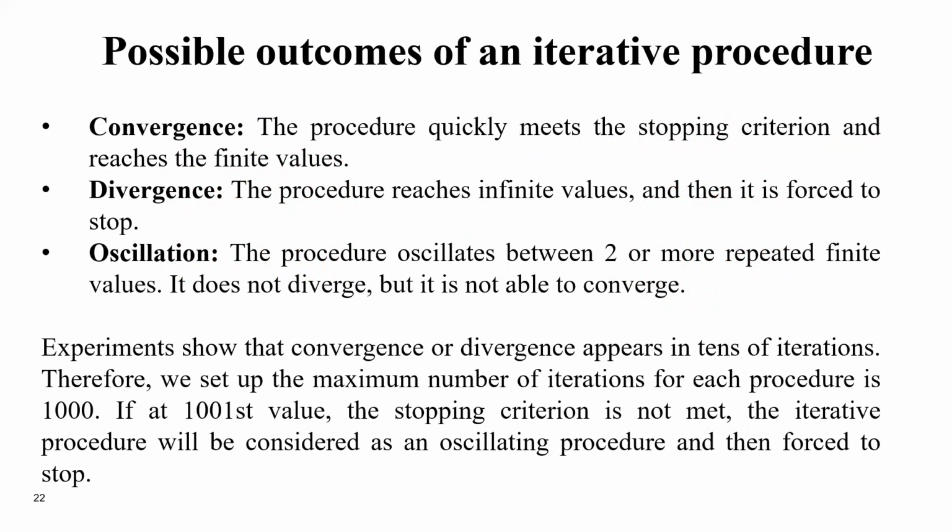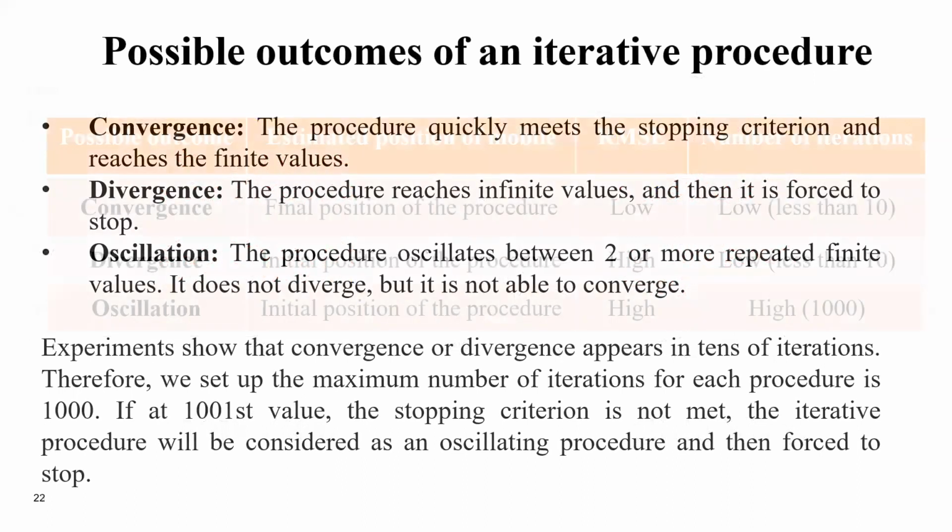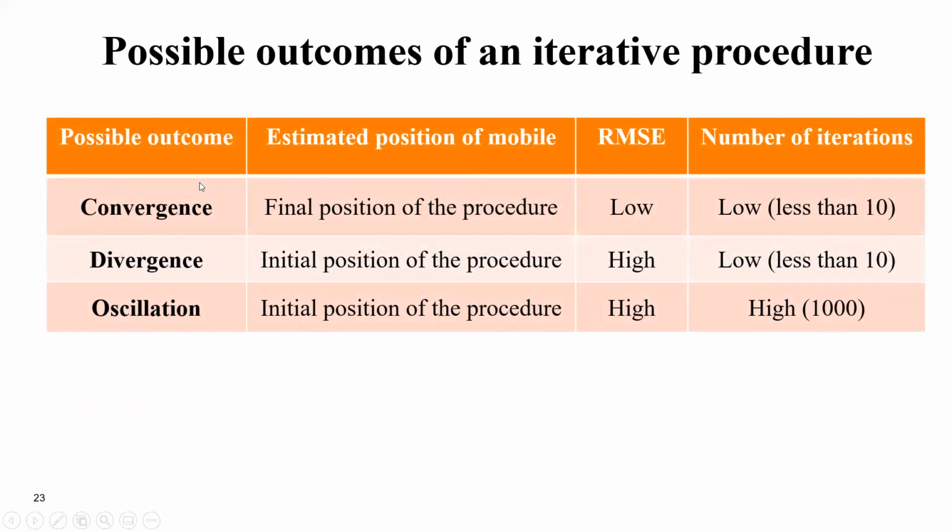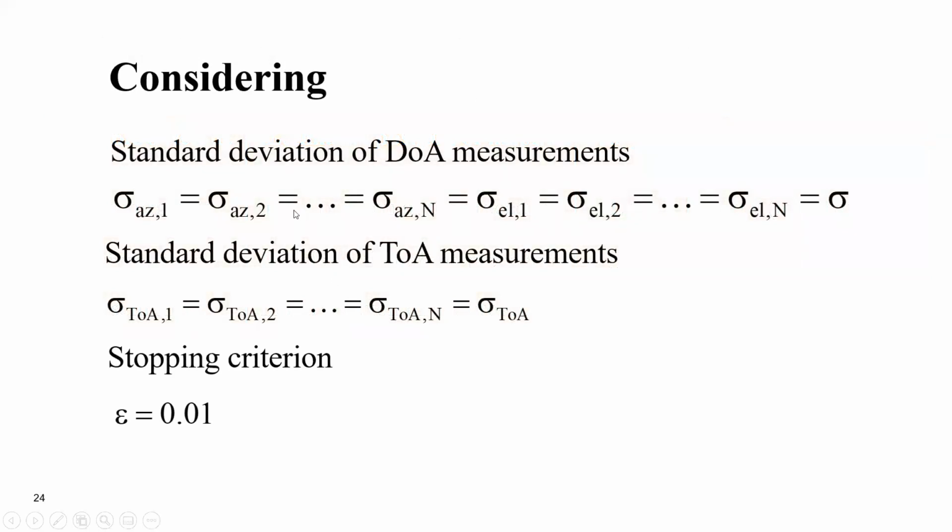An iterative procedure has 3 possible outcomes: convergence, divergence, and oscillations. This is the table of how we treat the three possible outcomes. If the procedure is converging, we take the final position of the procedure as the estimated position. If it is diverging or oscillating, we take its initial position. We consider the standard deviation of all the DOA measurements to be the same, sigma, and the standard deviation of all the TOA measurements to be sigma TOA, and the stopping criterion is 0.01.